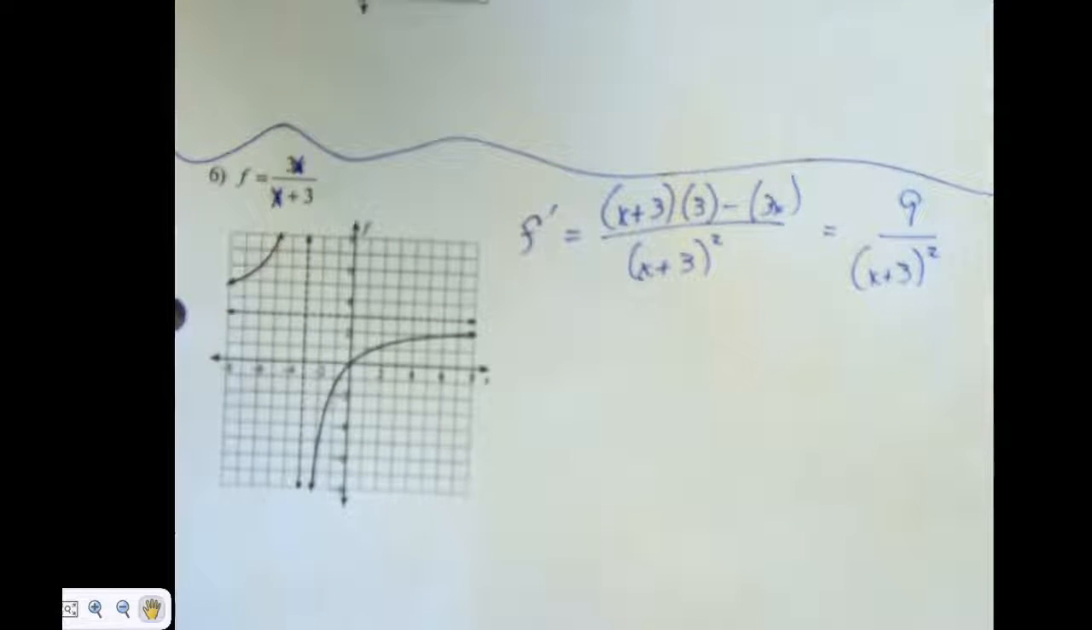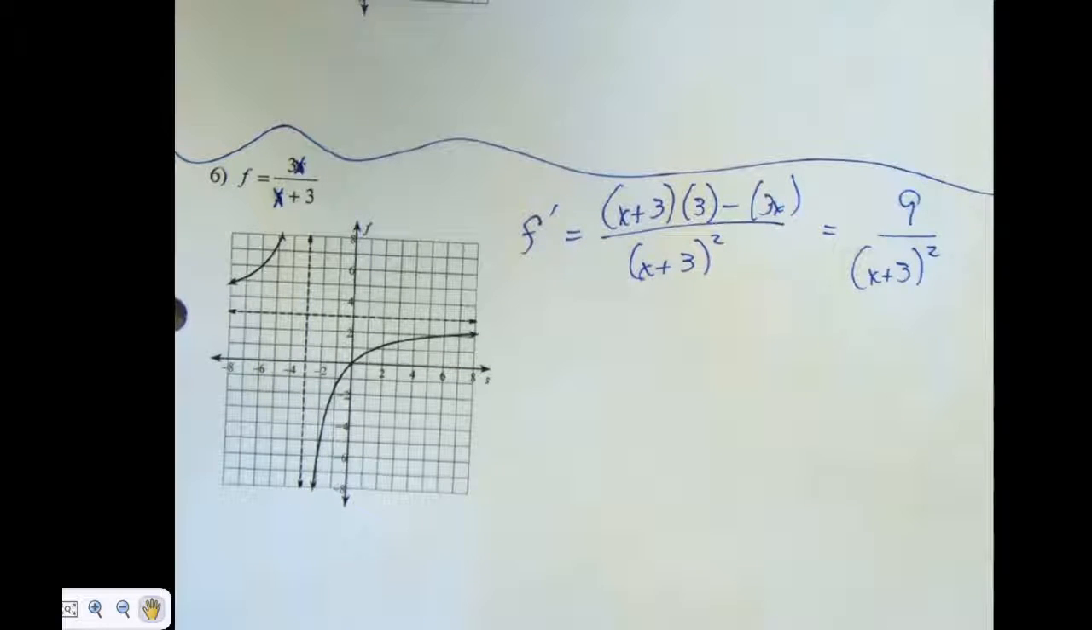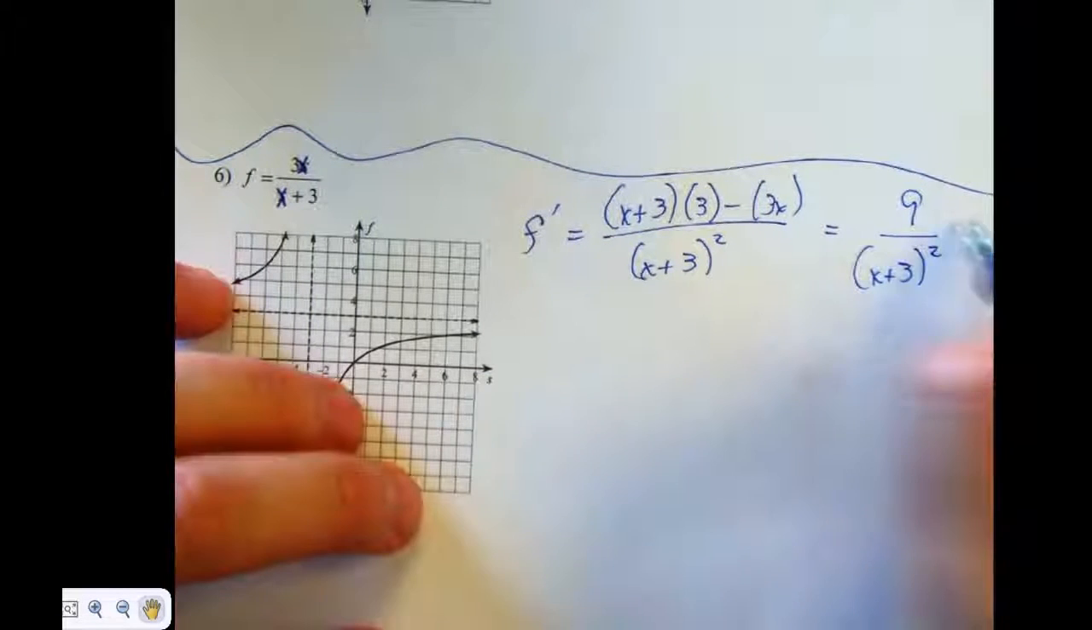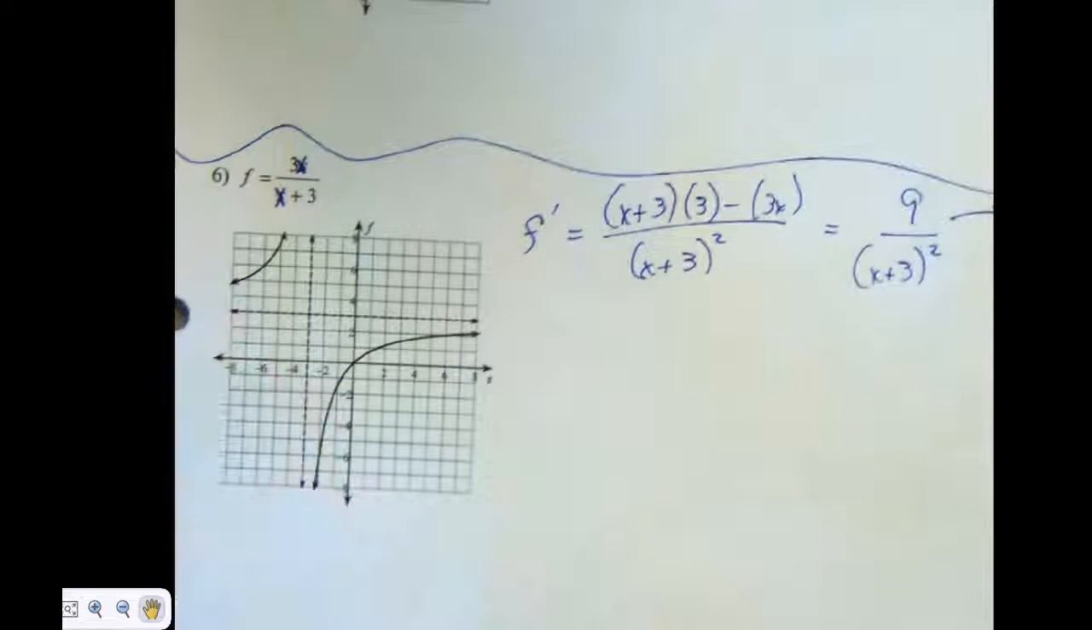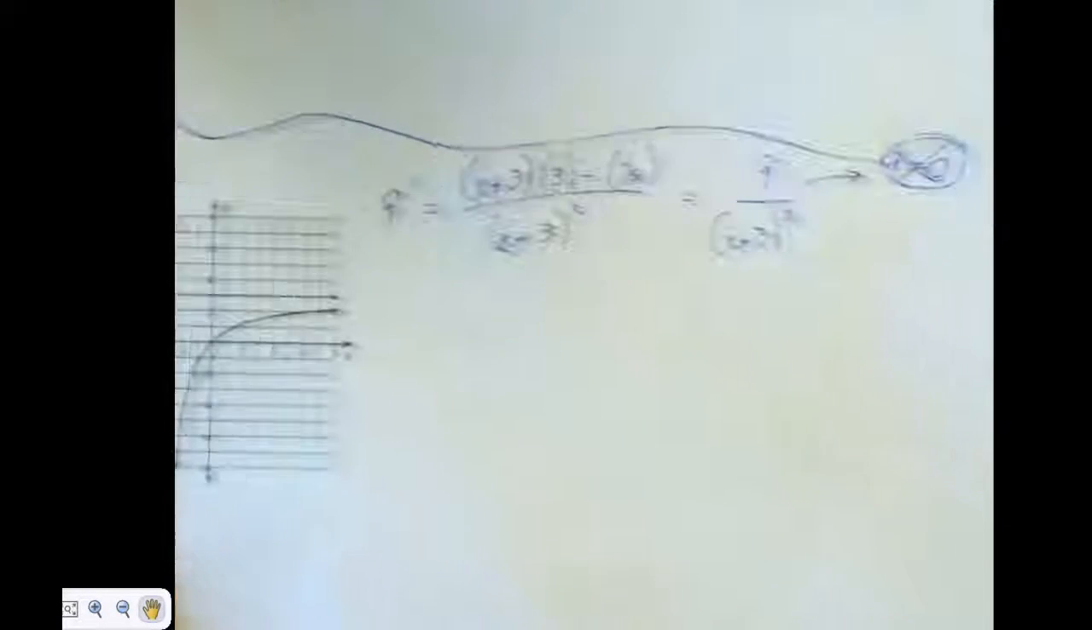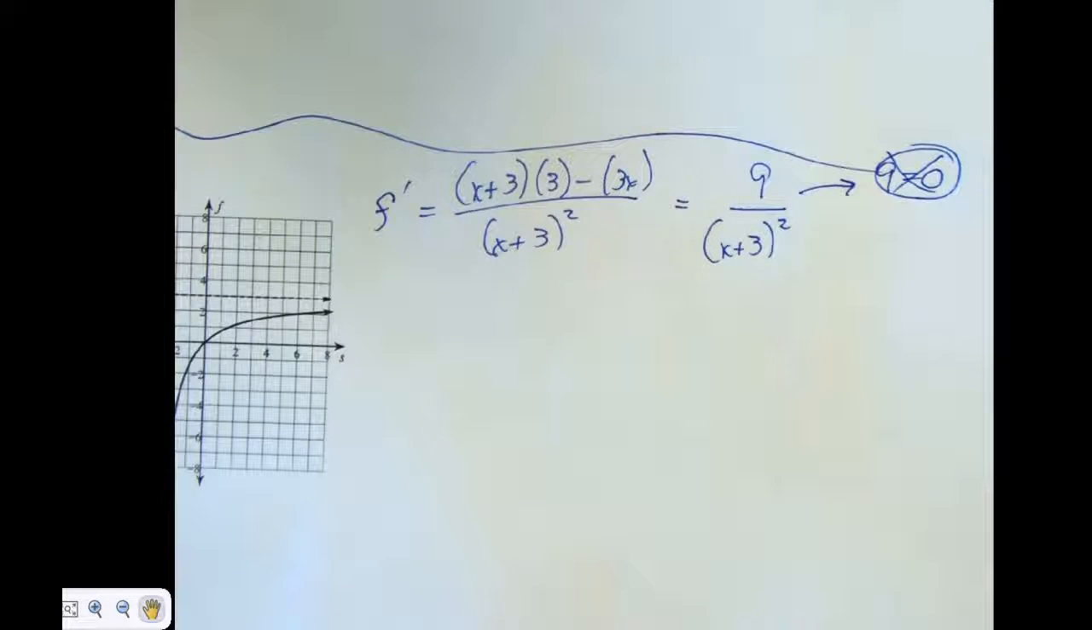Okay, so I want to set the top and the bottom equal to 0. Similar to the last one, when I set the top equal to 0, that's useless. There are no critical points. It's possible there'll be no critical points. If there are no critical points, how many intervals do you have? 1, and what is that interval? Negative infinity to infinity.